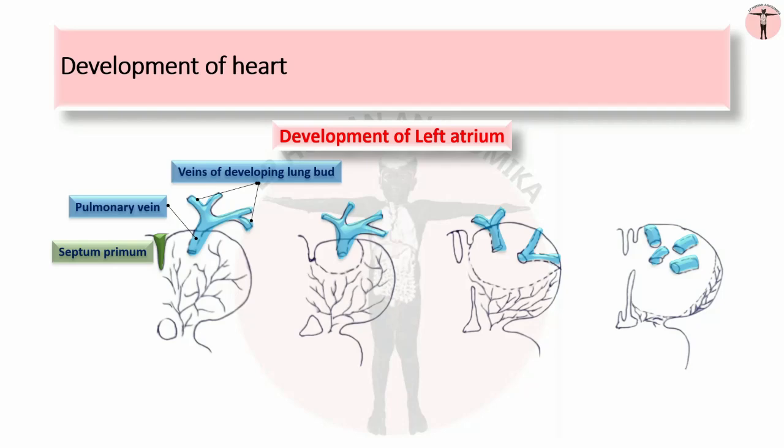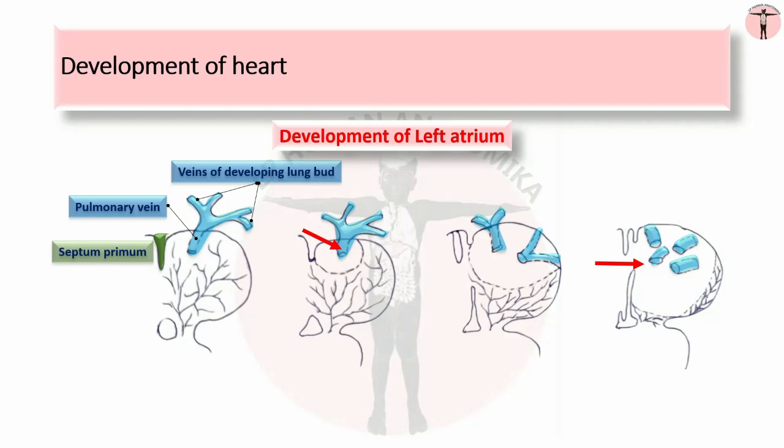Although initially one vein enters the left atrium, ultimately four pulmonary veins enter as the branches are incorporated into the atrial wall, resulting in the direct opening of all four pulmonary veins into the wall of the left atrium.